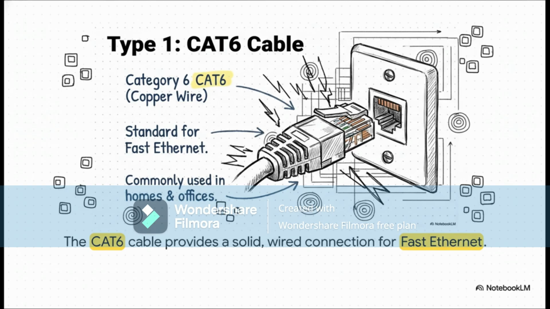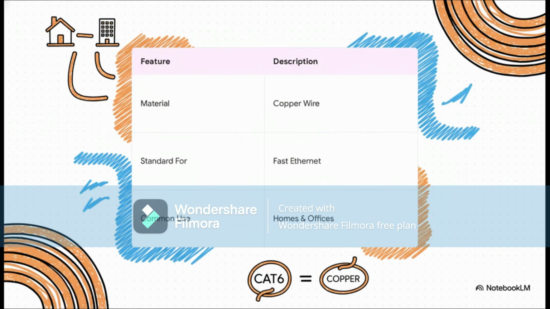See that little plastic clip on the end? That's what plugs right into your computer or your gaming console to give you that awesome, solid connection. Okay, this table right here is your exam cheat sheet for CAT6. The biggest, most important thing to know is what it's made of: copper wire. Why copper? Because it's an amazing conductor for the electrical signals that are actually carrying your data. So yeah, it's the standard for fast Ethernet, and you find it basically everywhere: homes, schools, offices. The one thing to burn into your brain: CAT6 is copper.